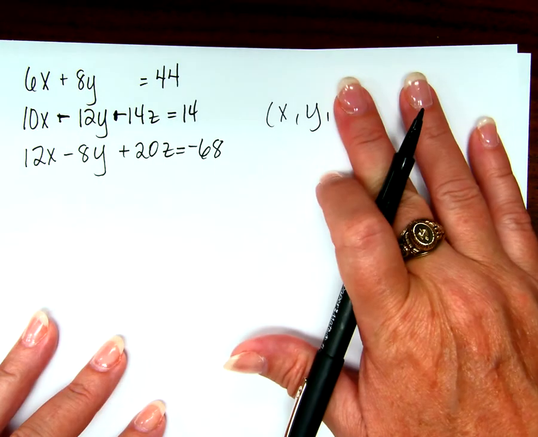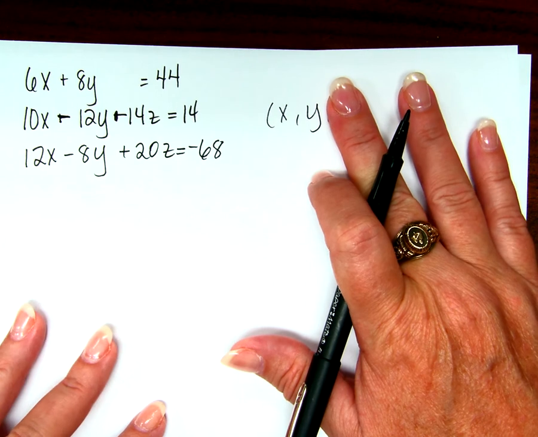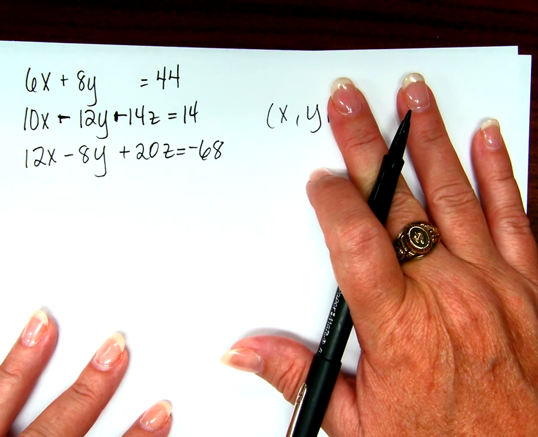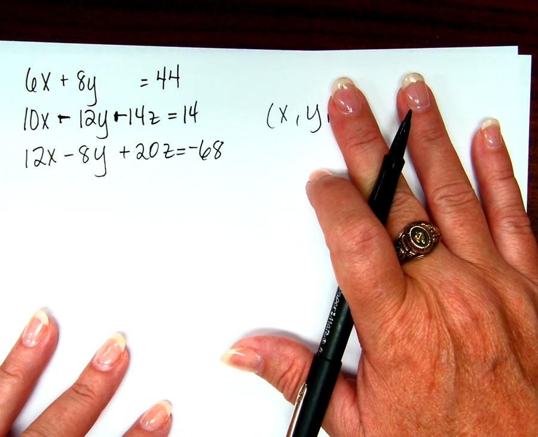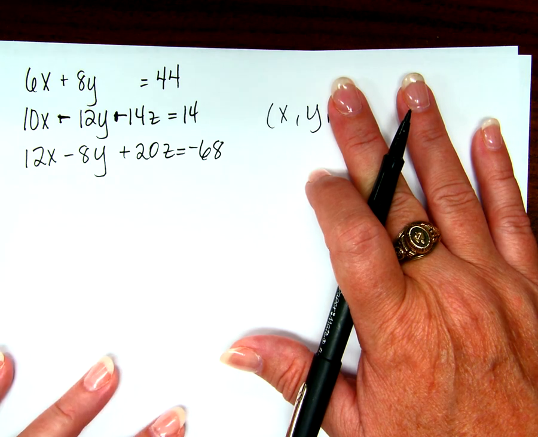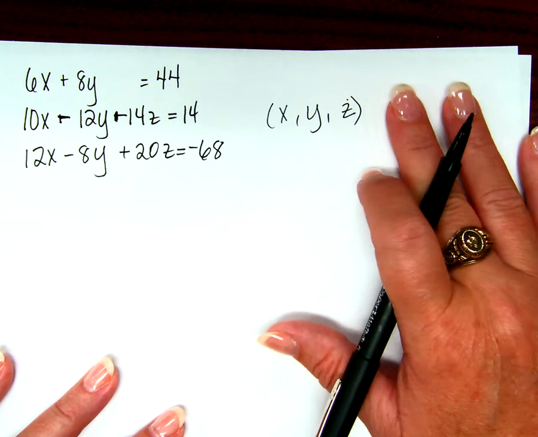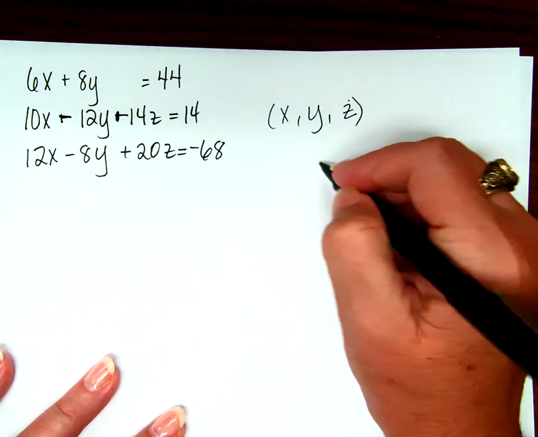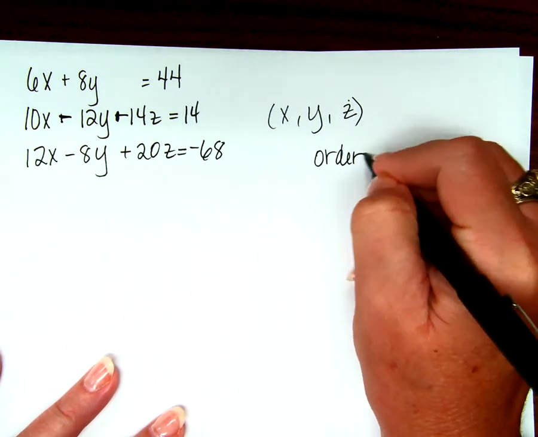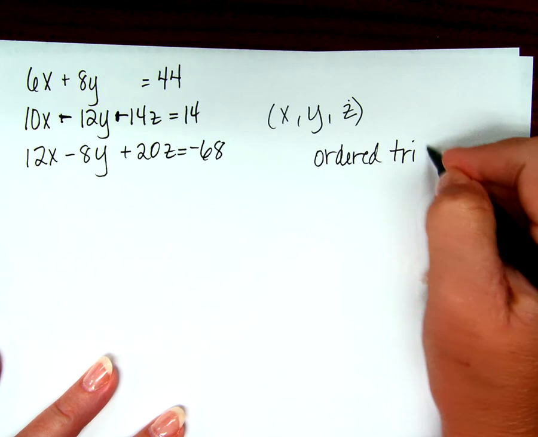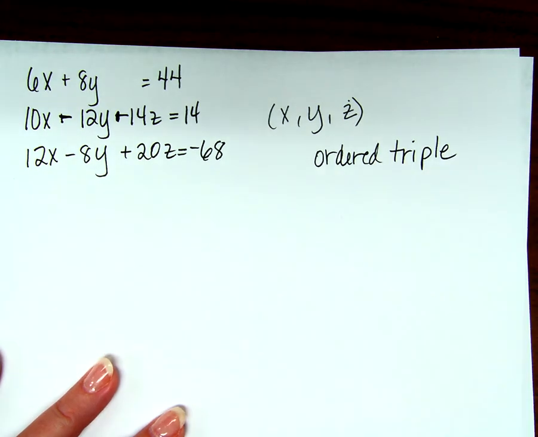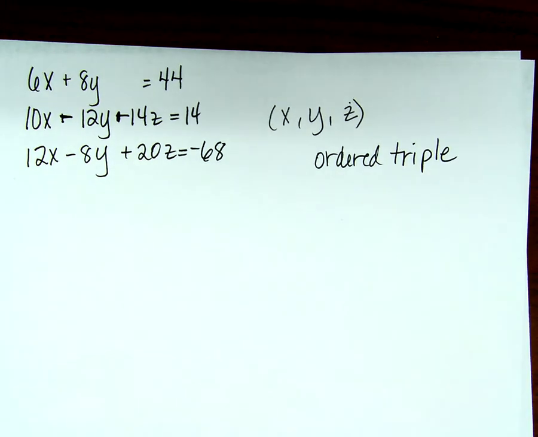What did we call it when it looked like this? What else did we call it? Starts with an O. R. D. Ordered pair, right? What do we think we're going to call this? Very close. Okay, it's called an ordered triple.